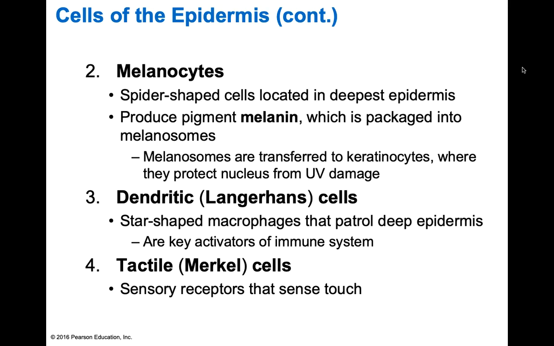Next, we're going to talk about our melanocytes. Melanocytes are spider-shaped cells located in the deepest epidermis. They produce pigments called melanin, which is packaged into little melanosomes. And the melanosomes are transferred to our keratinocytes, where they're going to be protecting the nucleus from UV damage, which is why you associate skin color with UV and melanin. They all kind of play together there. We'll hit that later. Thirdly, we're going to have our dendritic cells, which are also called Langerhans cells. These are star-shaped macrophages that patrol deep epidermal tissues. Macrophages are, of course, part of your immune system. They are key activators of the immune system. They are phagocytic cells that will engulf foreign invaders.